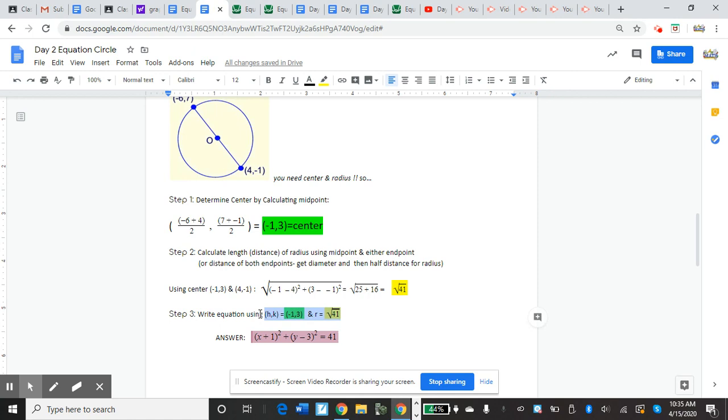So now here is my center and here is my radius, and now I'm just going to plug them into the formula like we did yesterday, so that -1 becomes a +1 and that +3 becomes a -3, and I'm going to square. Now this is the tricky part. Since it is radical 41, the formula says square the radius, so it's going to be just 41 because the square root of 41 squared, the squared cancels out with the radical, so just 41. So your final answer is going to be this.